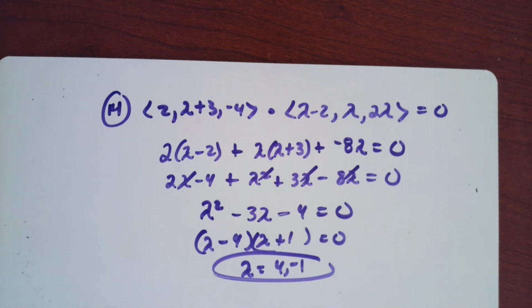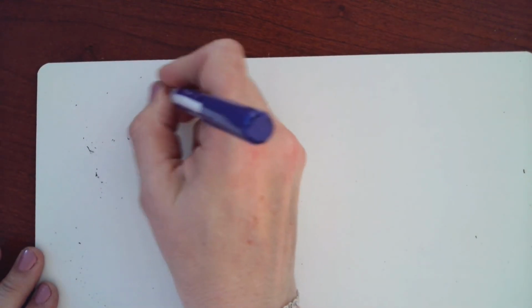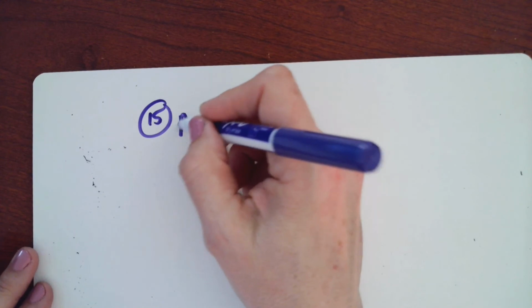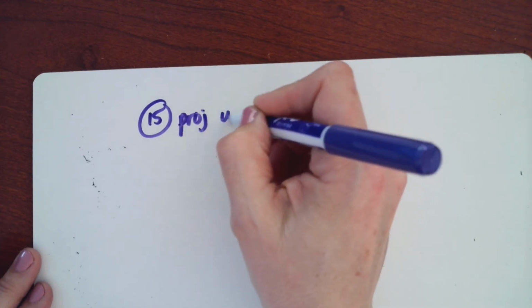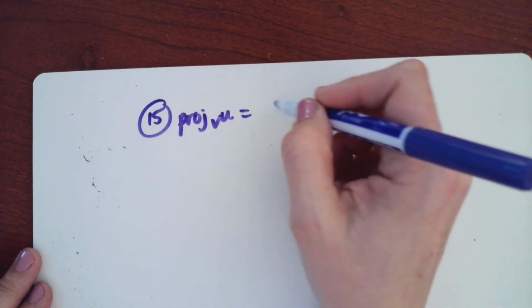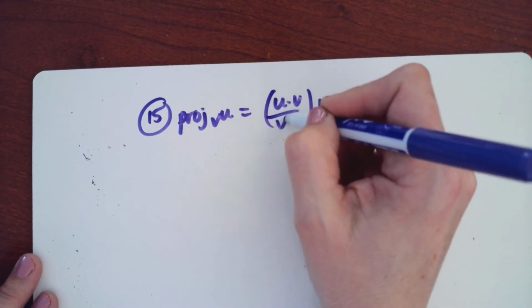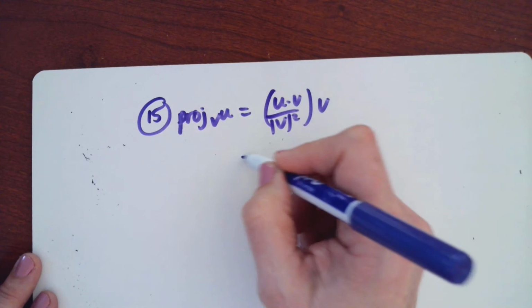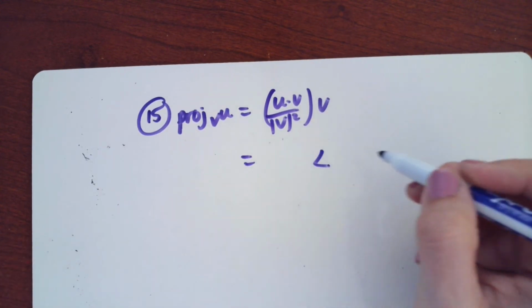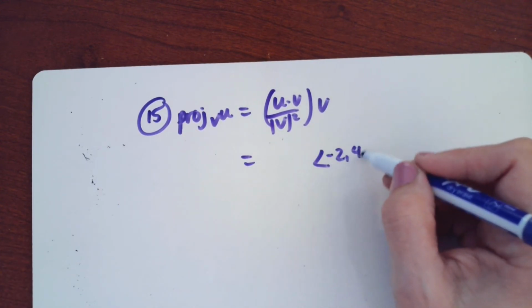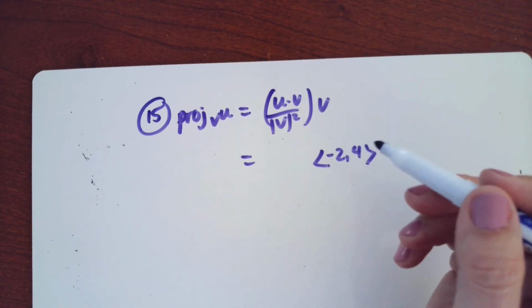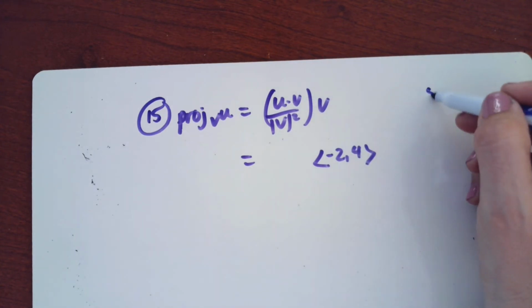All right, number 15, find the projection. So I want the projection of u onto v. So that is going to be a multiple of v. It is the dot product over the magnitude of v squared. All right, so v, it tells me, is negative 2, 4. U is 5, negative 1.